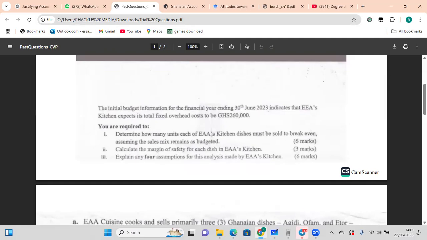Right. So look at this. Now they are asking you to do this in what units? So we are going to use the weighted average contribution margin and not the weighted average contribution margin ratio. You get it? Then the next question is calculate the margin of safety for each dish in EAA's Kitchen.